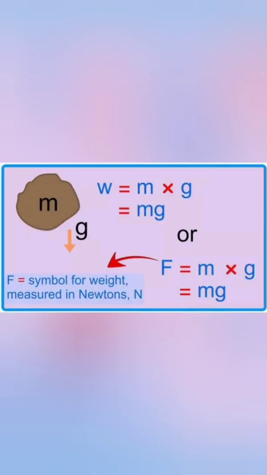Now it is clear that the weight of a body depends on its mass. So the formula of weight is equal to mass into force of gravity. That is, W = m × g. Thus, it is clear that mass and weight are not same.